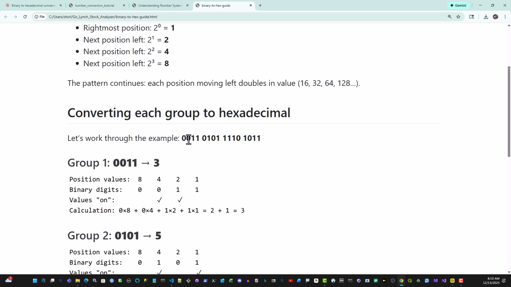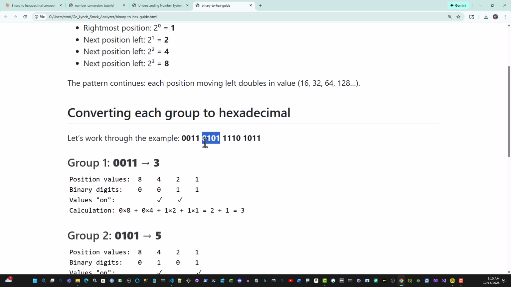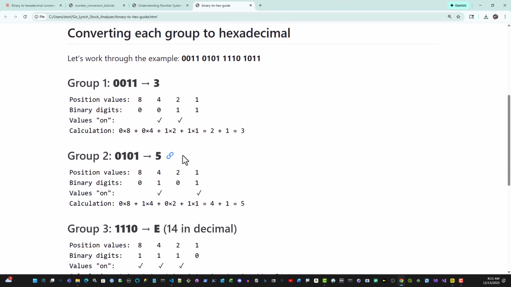Then it's a matter of seeing on and off switches. You only care about the ones because they're positive. So we can sum this up. We can say this is a 1, this is a 2, 1 plus 2 is 3. So the first one therefore becomes a 3. Why? Because these zeros here are not activated. Only the ones are activated. The second group here, you can see, is 0, 1, 0, 1. So that means the 8 is 0, 4 is active, 2 is not, and 1 is active. So you have a 4 plus a 1 is 5. So the second therefore becomes 5.